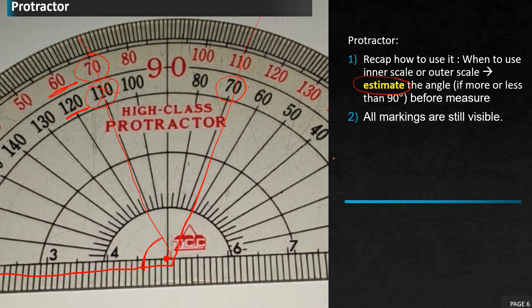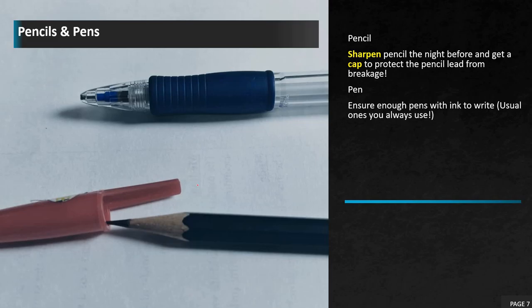But of course, the second point, all markings here also must be very clear, and there should be no faded markings that will hinder you from measuring the angles properly. Next, pens and pencils. If you are using a wooden pencil, please sharpen it the night before. If you can, get a pencil cap. I'm not sure if there are any shops available at that time. Maybe you may want to get a pencil cap or even a pen cap, so that when you cap it, the sharp part of the pencil will not be broken when you put it in the pencil case.